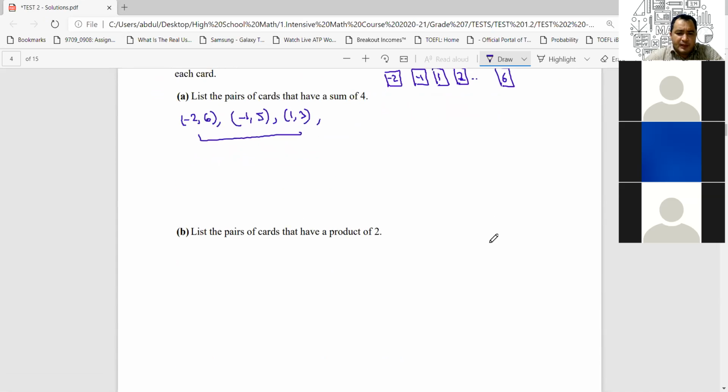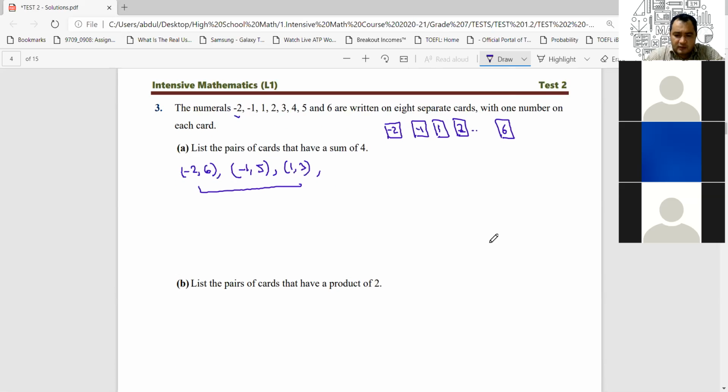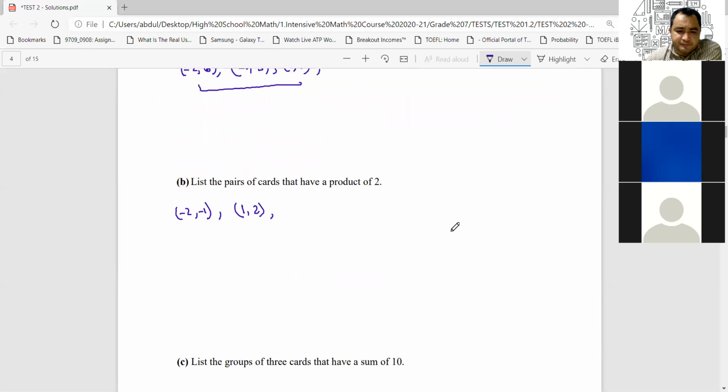And how about question B? It says list the pairs of cards that have a product of 2. Again, if I start with -2, -2 times what number is 2? It is -1. So how about the next number, -1? -1 times -2 equals 2. We have already written this pair. And how about with 1? I can write 1 and 2. 1 times 2 equals 2. With the other numbers, 2 and 1 are already written here, so we don't have other choices. We have only 2 possibilities here.